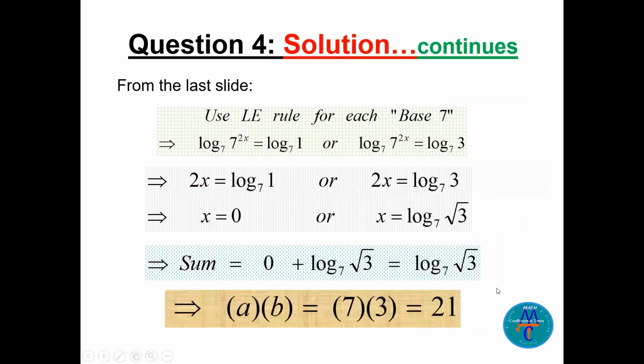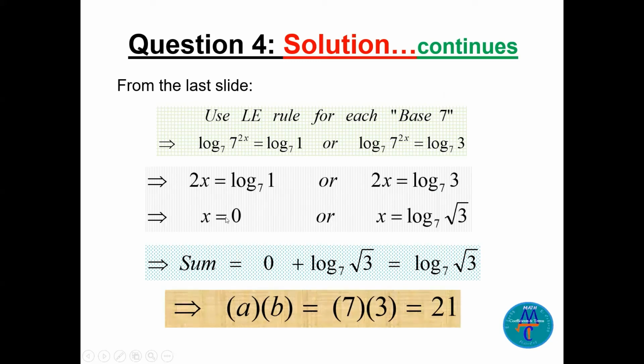We continue in the next slide. So we can get x equals 0 here, or we get x equals log base 7 of square root of 3, because we divide here by 2. So there is a half. Half, I take it up on the argument. 3 becomes square root of 3.